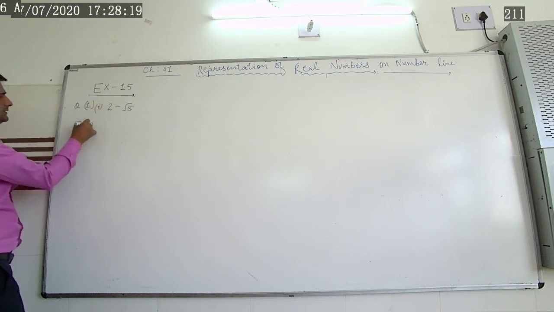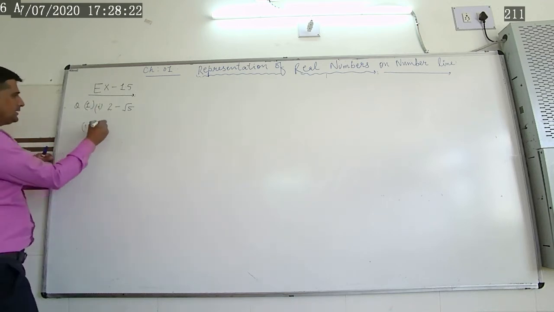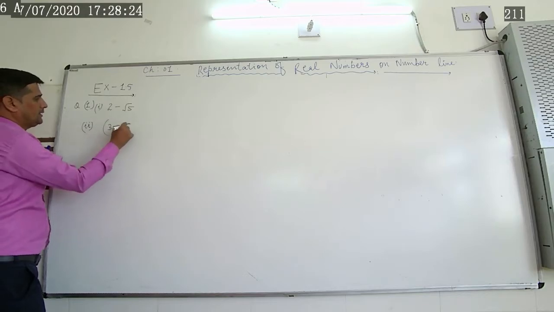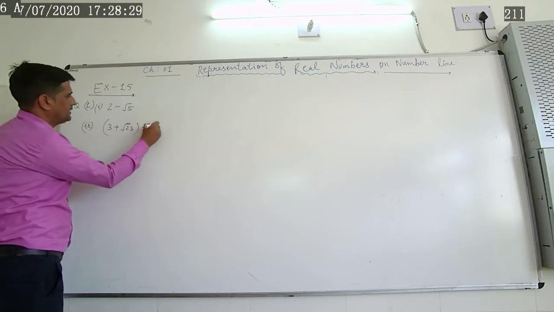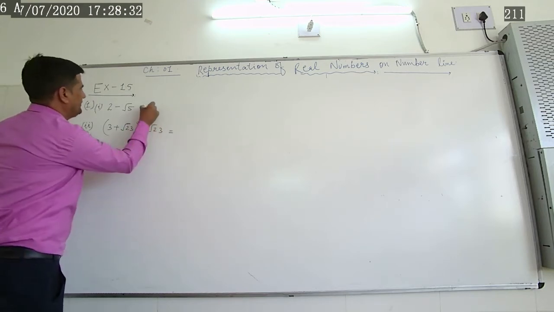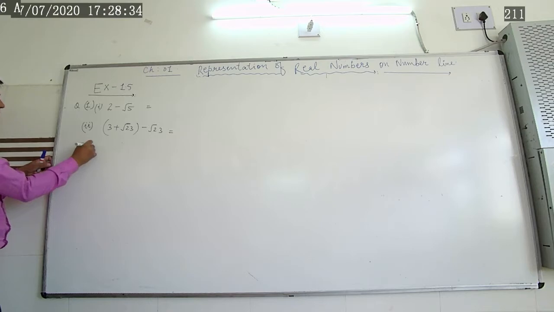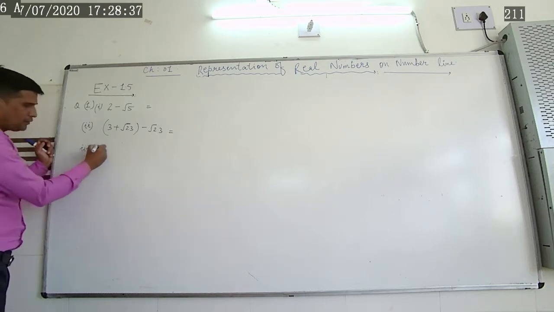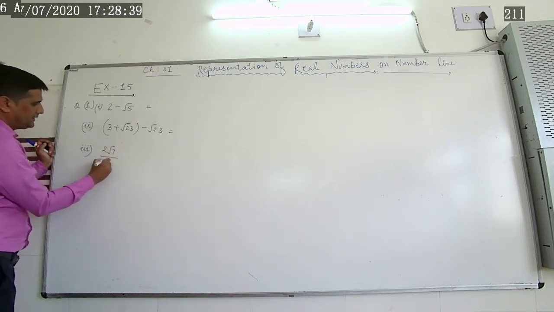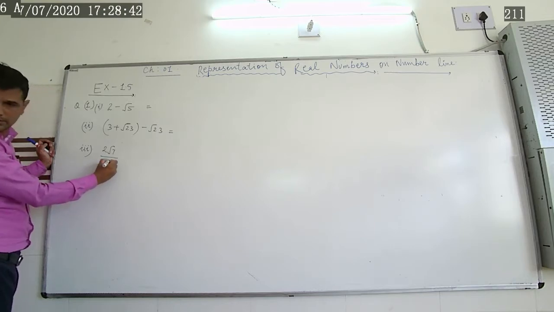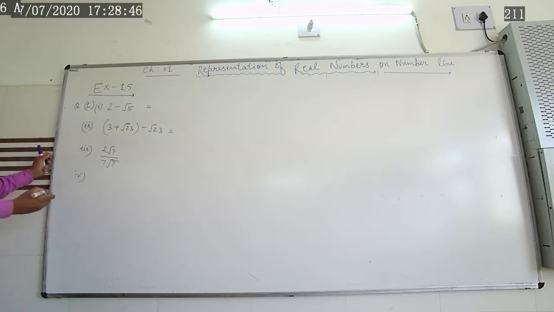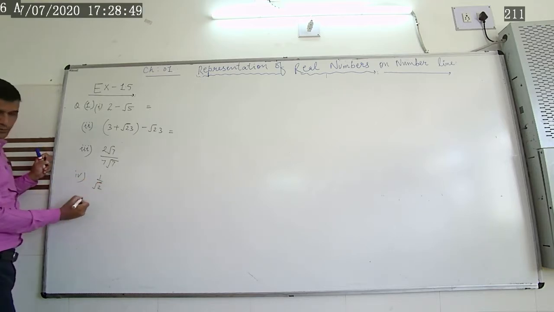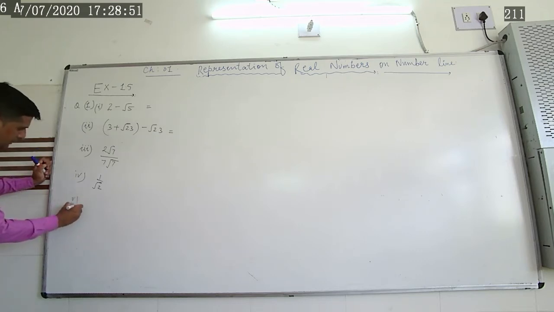Then the second, I will explain one by one: 3 plus under root 23 minus under root 23. I will give the solution. Third one is 2 under root 7 by 7 under root 7. Fourth part is 1 by under root 2, and the fifth one is 2 times pi.